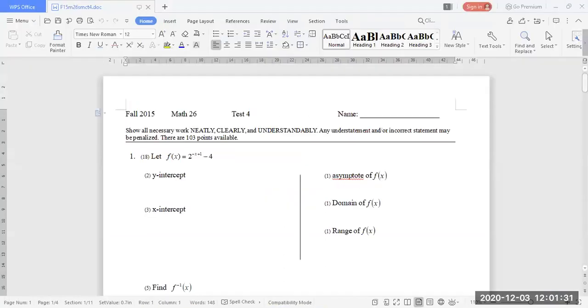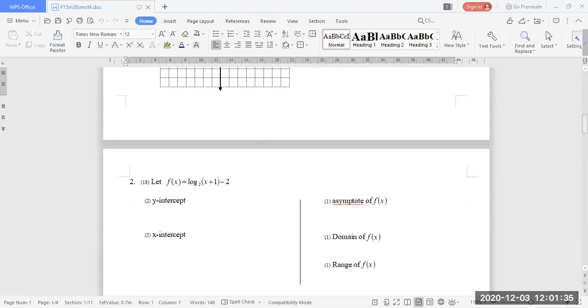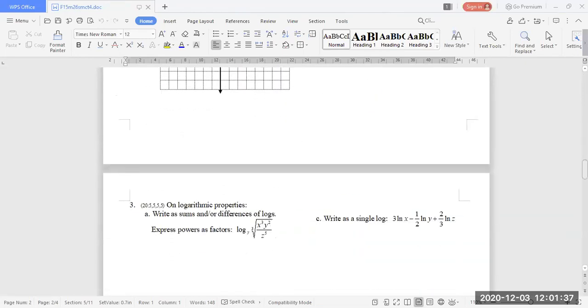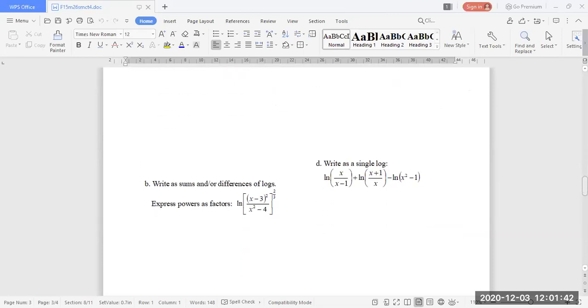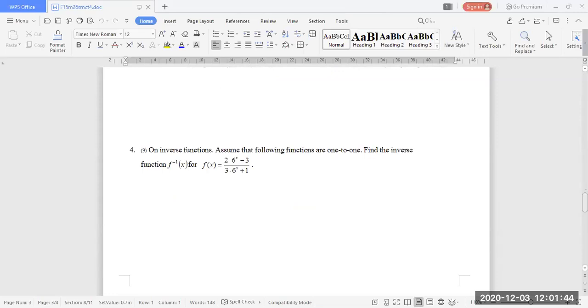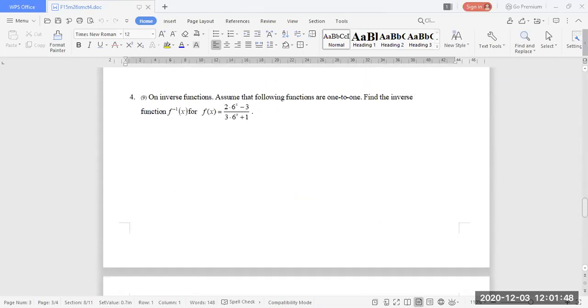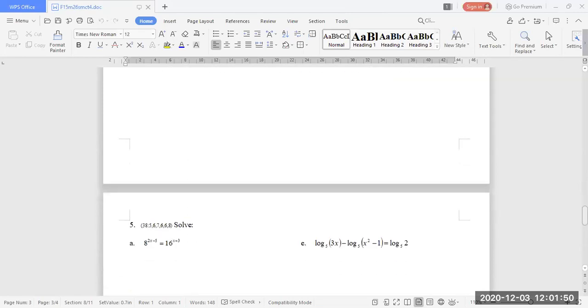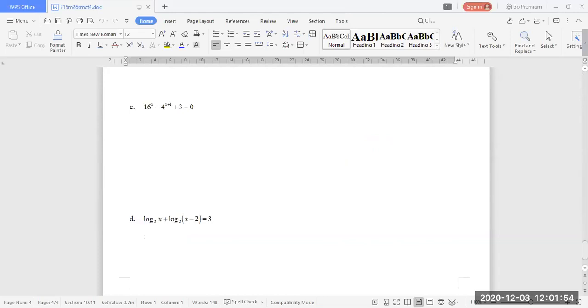Test 4, they have exponential, which you will have, logarithmic, which you will have. Number 3, you will have that. Inverse function, you already have inverse, but at least you know you can study that for your final also, right? Okay, number 5, definitely that type of question will be there.